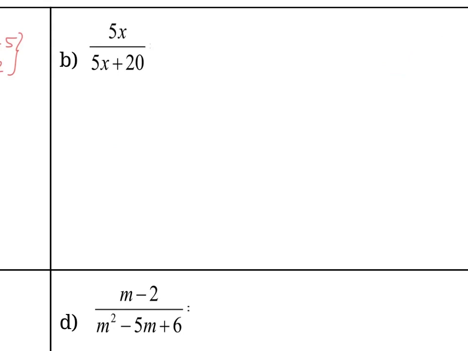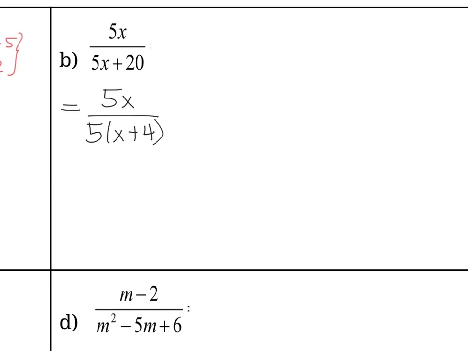Let's take a look at the next guy. We're going to simplify this as much as we can. Taking a look at the numerator, there's only one term. It's a monomial, so there's nothing to factor. Down here we have a very simple common factoring that we can do. So let's do that really quickly. I don't need any sort of workspace on the side this time. So we have 5x. We're going to take out the 5 and we'll be left with x plus 4.